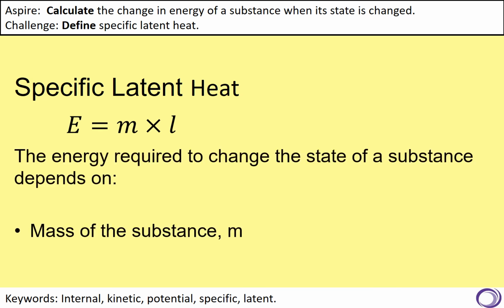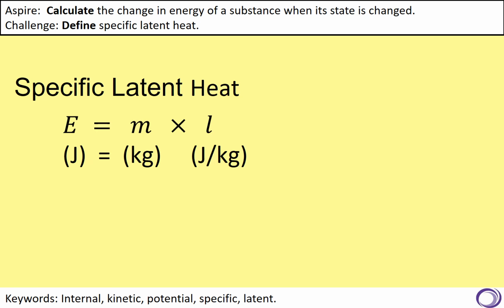The m is the mass of the substance, and the L is the specific latent heat of that substance, and the E is the energy required to change it from a solid to a liquid, or a liquid to a vapor. So m is mass, L is the specific latent heat, and E is the energy required. Energy is always measured in joules. The mass is measured in kilograms, and the specific latent heat is joules per kilogram.